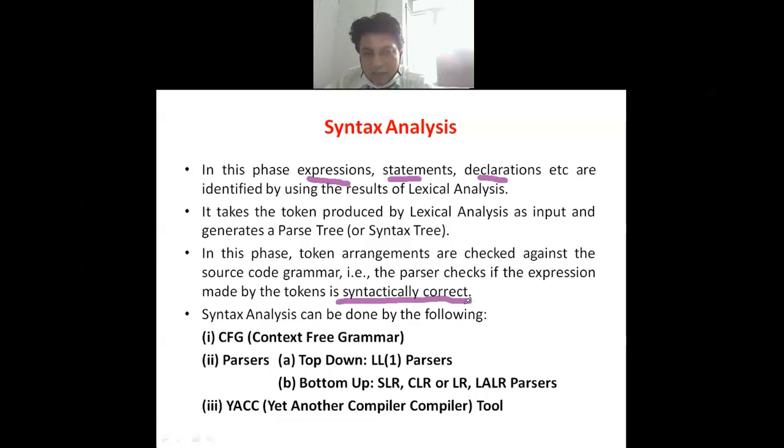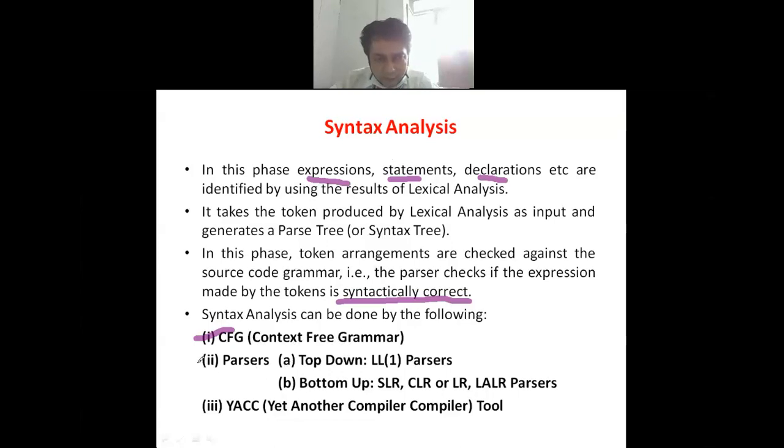Basically, here a syntax error can be generated if the code is not syntactically correct. So it basically checks the code syntactically. The syntax analysis can be done by context free grammar, which you already studied in your theory of computation, and how we generate the parse tree, the leftmost derivation, the rightmost derivation. So the context free grammar's basic task is to get the syntax analysis in the compiler.